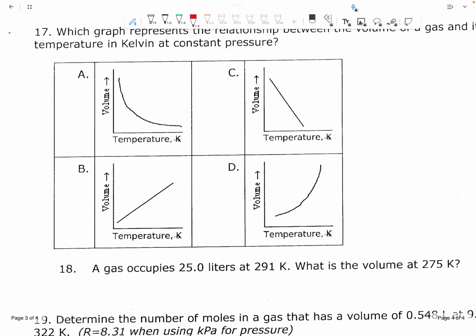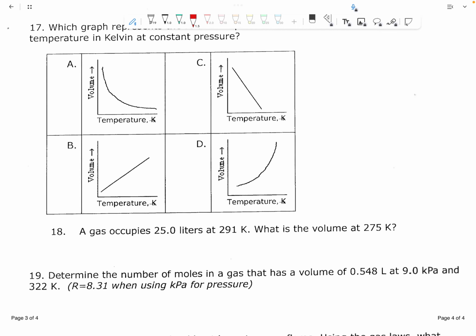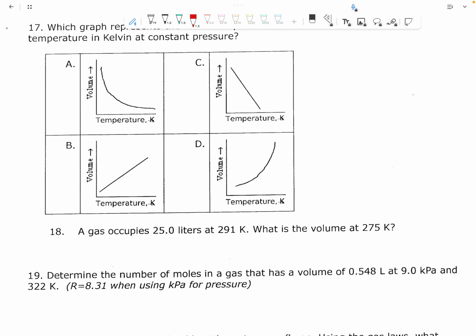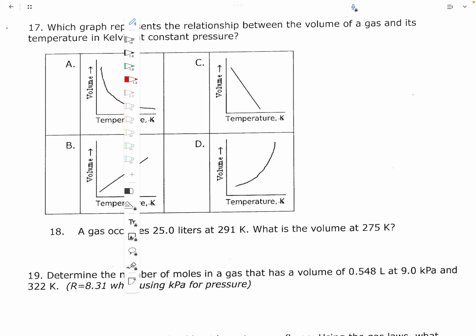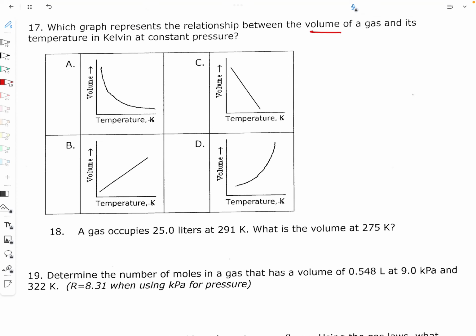Number 17, the graph represents a relationship between the volume of a gas and its temperature in Kelvin at constant pressure. The law that deals with volume and temperature would be Charles' law. If you look on your notes, that is a direct relationship, and the direct relationship graph looks like B. Okay? When the temperature goes up, the volume goes up. The temperature goes down, the volume goes down.